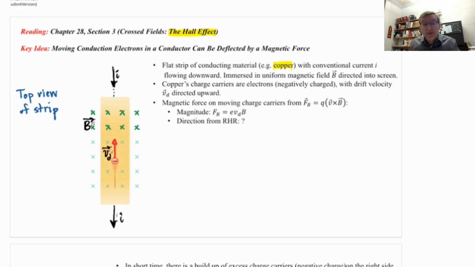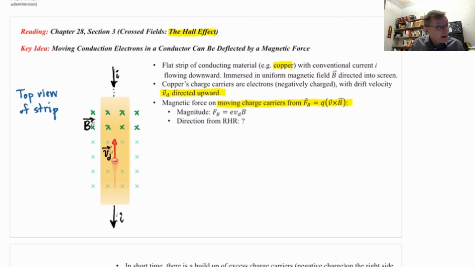All right, so now we just want to think through the physics of what's going on with these moving conduction electrons in the copper. Remember, they're drifting, these conduction electrons, with a drift velocity, quote unquote, upward in our top-down view. What we learned in chapter 28, section 1, is that if I have moving charges in a magnetic field, there can be a magnetic force, F sub B, on those charges.